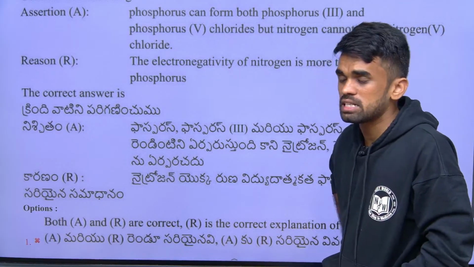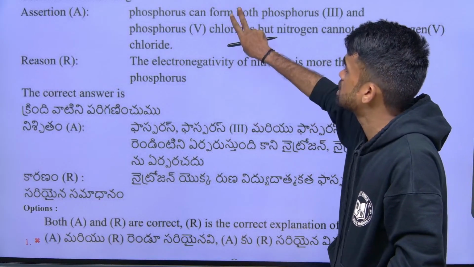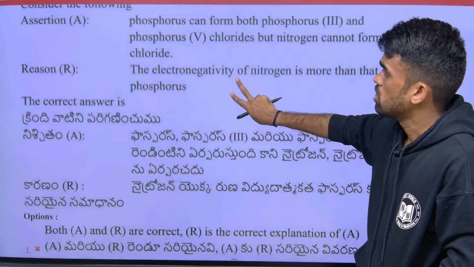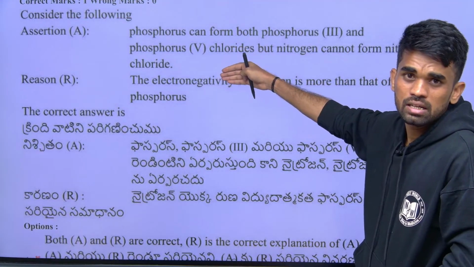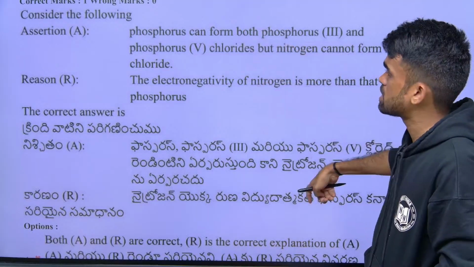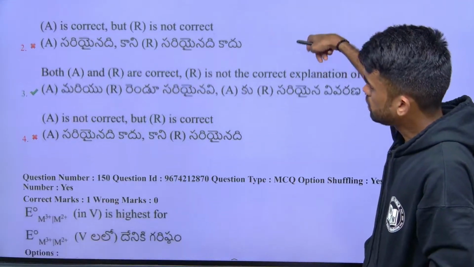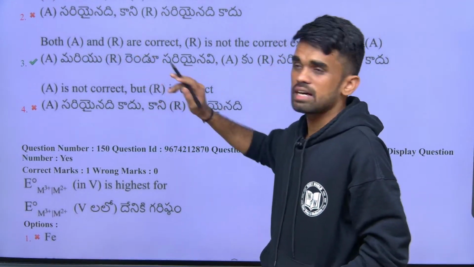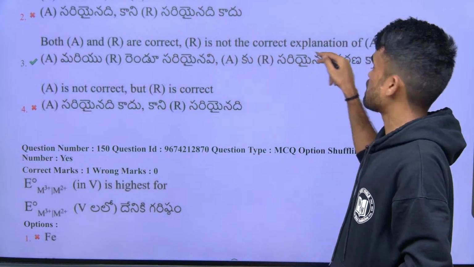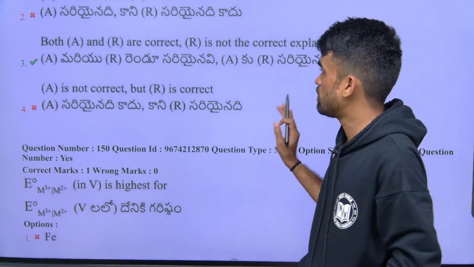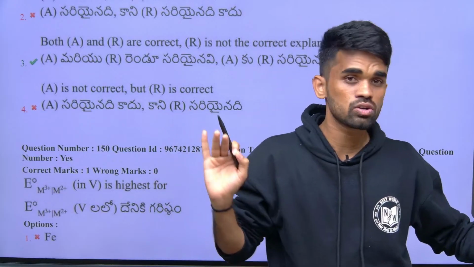It is a correct statement, but not the exact reason for this assertion. So the assertion and reason are both correct, but the reason is not the correct explanation of the assertion. Both A and R are correct, but R is not the correct explanation of A. So these are very important model questions: assertion-reason questions.